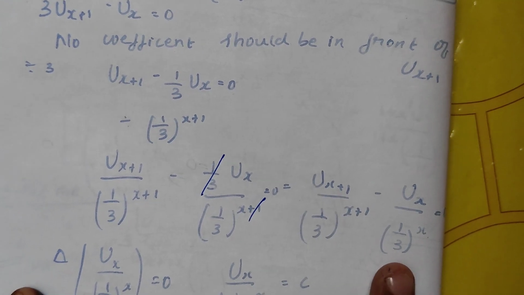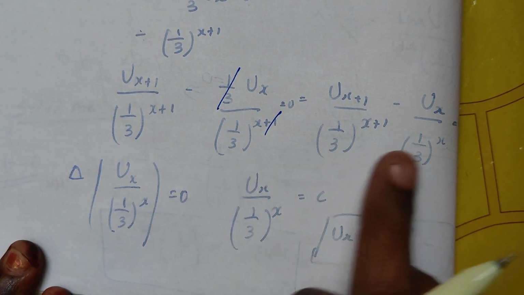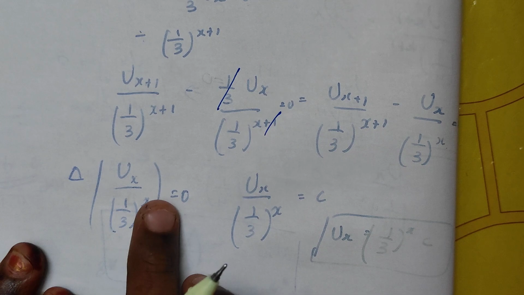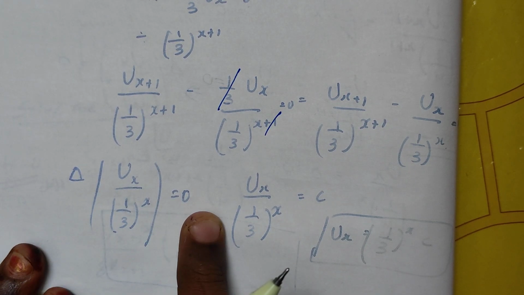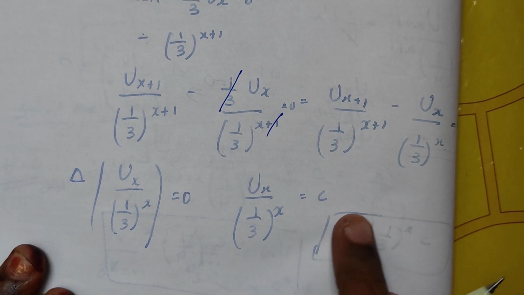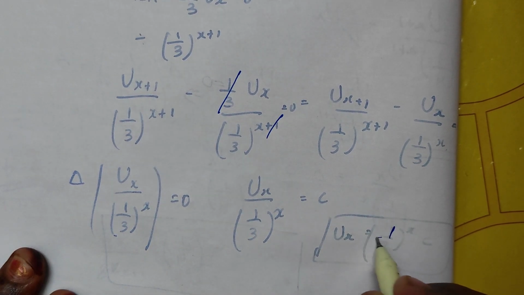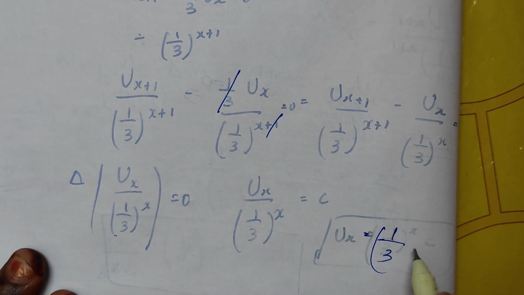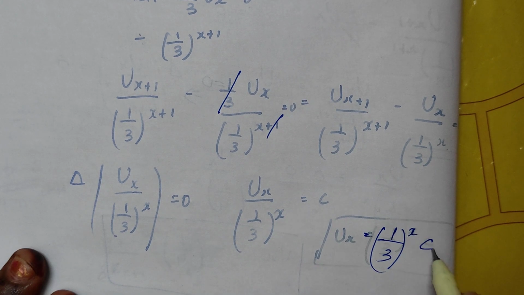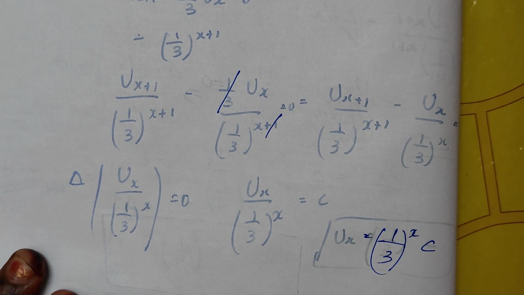So it is of successive difference. You can write it like delta into u_x divided by (1/3) to the whole power of x is equal to 0. Bring this delta here, it will become c, and bring this (1/3)^x to that side. So u_x will become (1/3)^x into c. Okay, this is a solution.